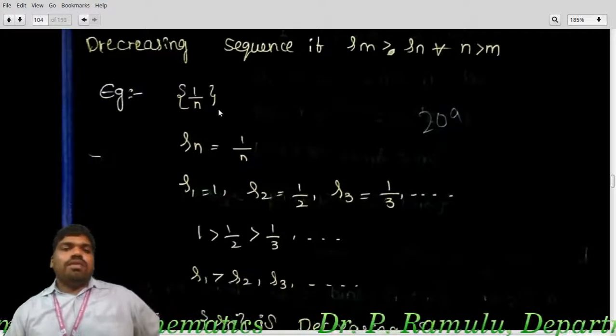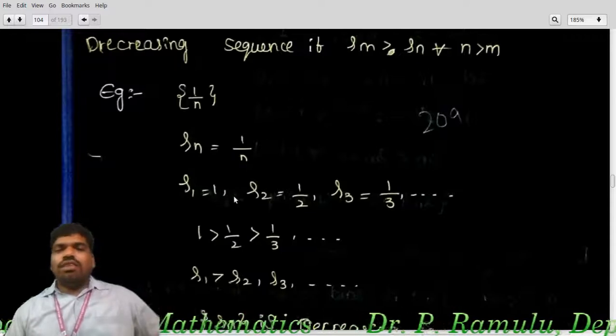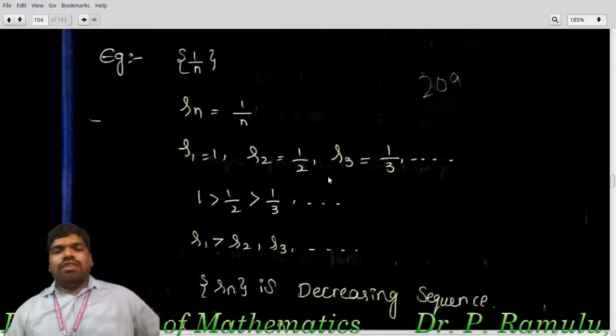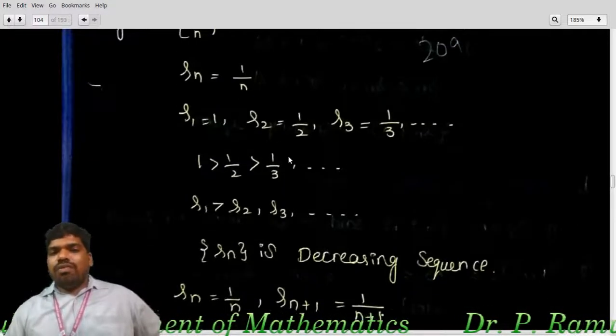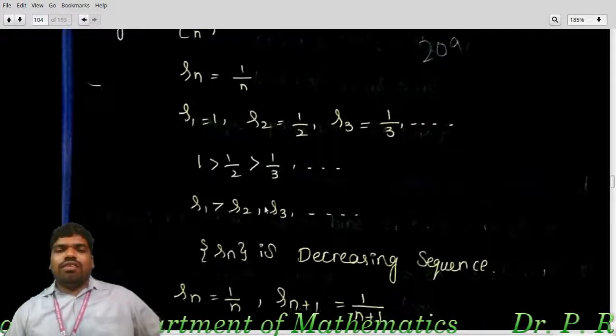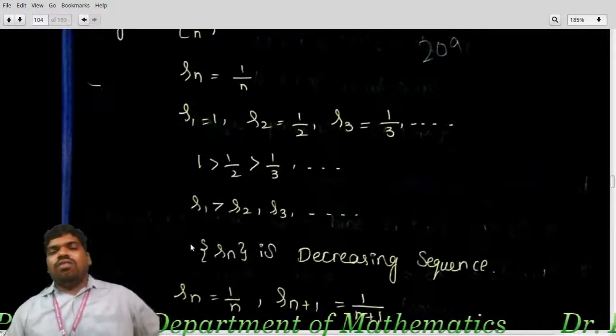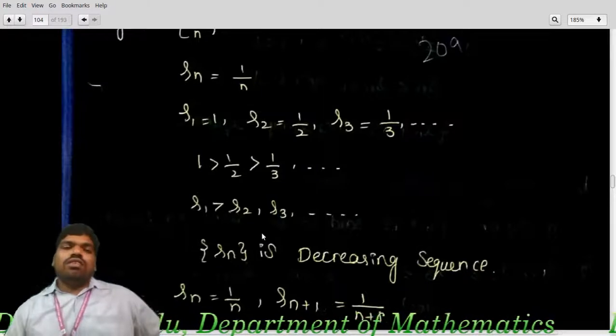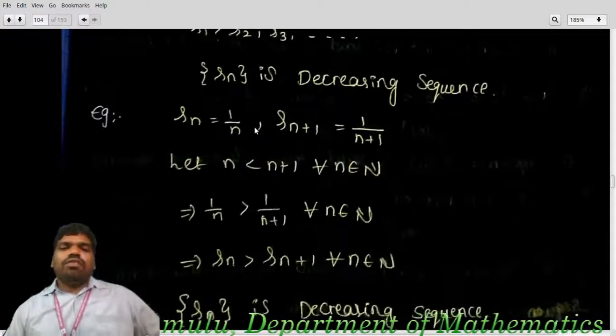For example, Sn = 1/n. S1 = 1, S2 = 1/2, S3 = 1/3. 1 is greater than 1/2, greater than 1/3. Therefore, S1 > S2 > S3. So, Sn is a decreasing sequence. This is the first definition. Second definition I am applying.